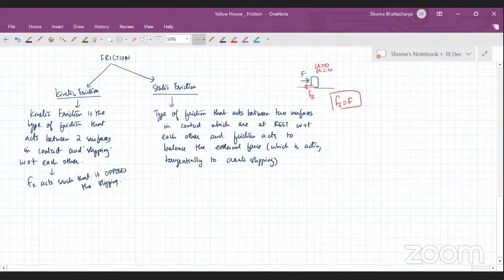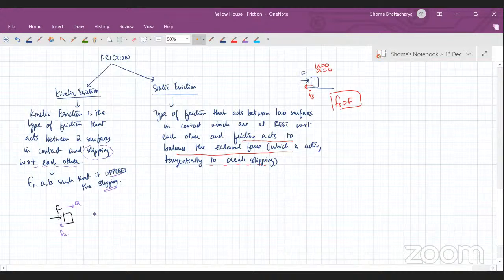So this thing was happening, that the static friction acts in such a way that it is able to balance the external force which is acting tangentially to create slipping. Whereas in the second case, we saw that when we apply the external force, in spite of friction being present, it was not able to balance. So the block was accelerating. So there was relative motion happening. Okay, so it opposes the slipping, but there is slipping between the two. There is relative motion with respect to each other.